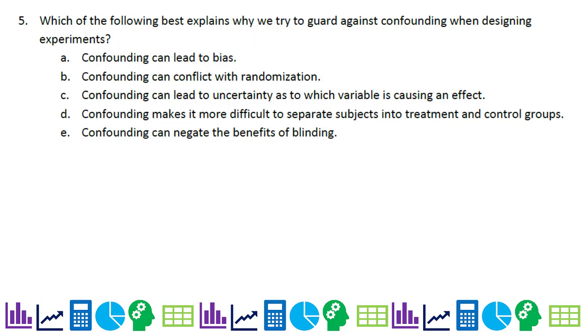Answer B. Which of the following best explains why we try to guard against confounding when designing experiments? So number one, confounding can lead to bias. Actually, bias is usually a result of sampling design. It's not really an issue of confounding.